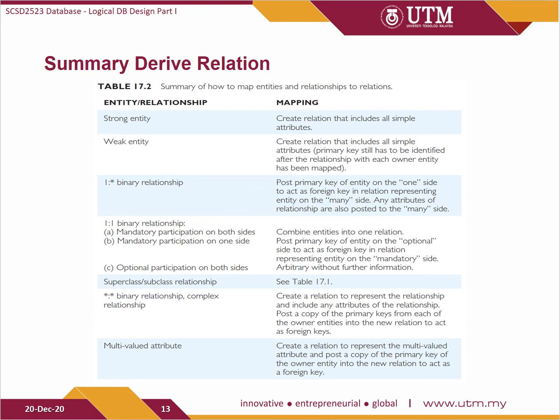Summary: derive a relation. This slide shows the summary of how to map entities and relationships to a relation. So we have the types of entities and relationships here with their mapping. For example, for a strong entity, create a relation that includes all the simple attributes. For a weak entity, you can create a relation that includes all the simple attributes. The primary key still has to be identified after the relationship with each owner entity has been mapped. So you need to go through each of these entities and relationships and their mapping.